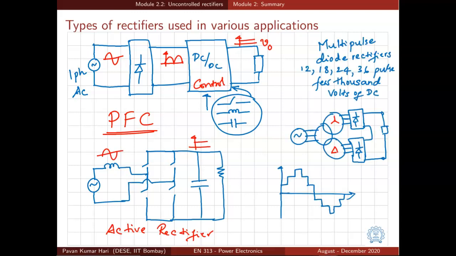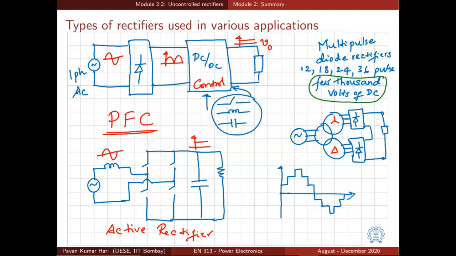When one wants to create a few thousand volts of DC voltage, something called multi-pulse diode rectifiers are used. We have seen diode rectifiers up to 6 pulse. There are 12 pulse rectifiers, 18 pulse rectifiers, 24 pulse rectifiers, and 36 pulse rectifiers. The basic idea behind all these rectifiers is to create multiple voltage sources of variable phase difference. See, with 3 voltage sources with 120 degrees phase difference, we were able to achieve a 6 pulse operation.